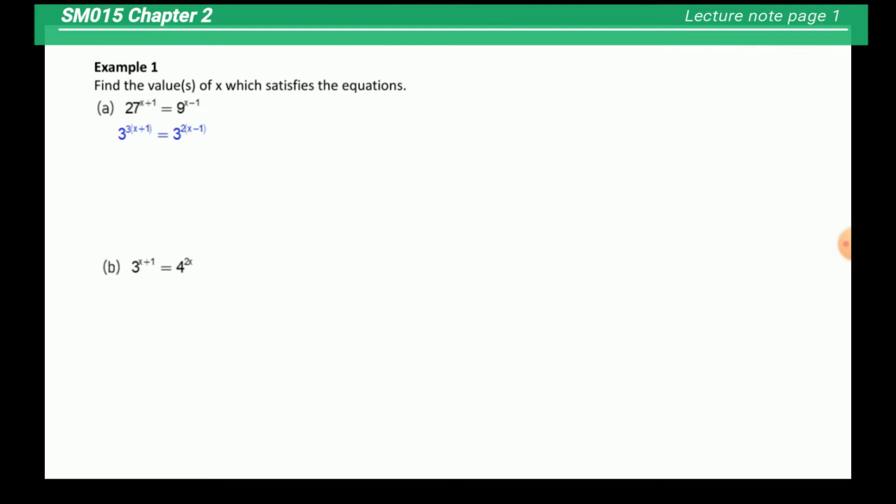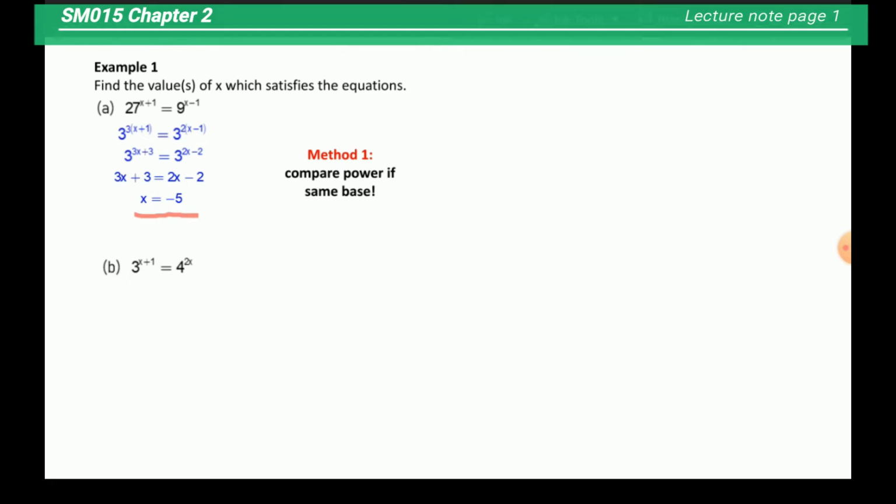27 we can change into 3 to the power of 3, and 9 we can change into 3 to the power of 2. Now we can solve the power. It becomes 3 to the power of 3x plus 3 equal to 3 to the power of 2x minus 2. Now the bases for both sides are equal, so we can just compare the power. We have 3x plus 3 equal to 2x minus 2. Solving for x, you get x equal to negative 5. So the method we use here is comparing the power if same base, method number 1.